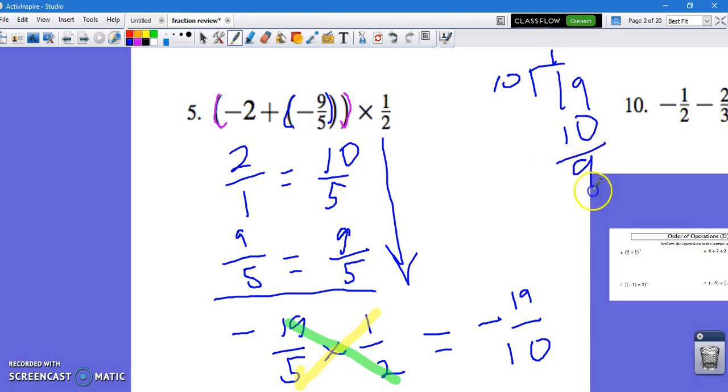Giving me 10 and 9 left over. So this will equal, I'll just write up here by space, 1 and 9 was left over, 10. But don't forget, it was negative. So negative 1 9/10 is your final answer for number 5.